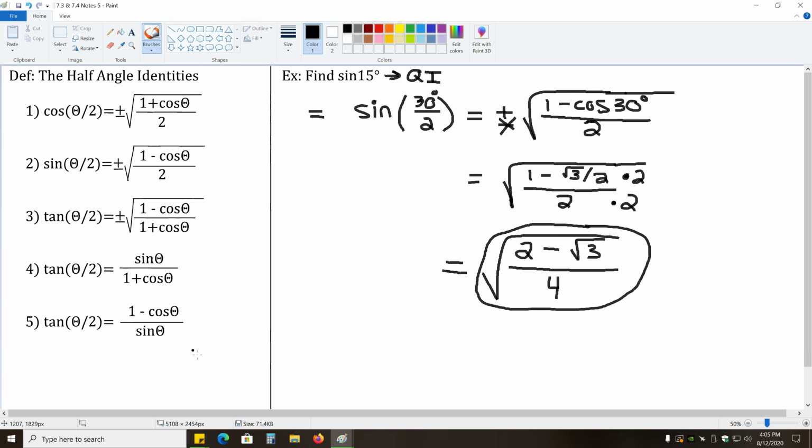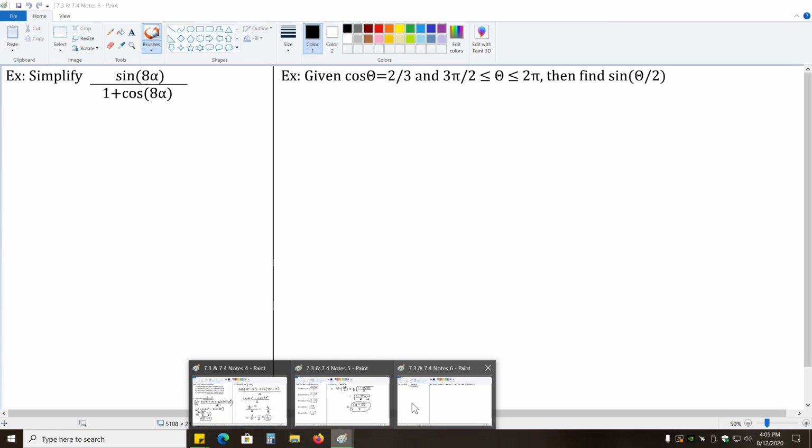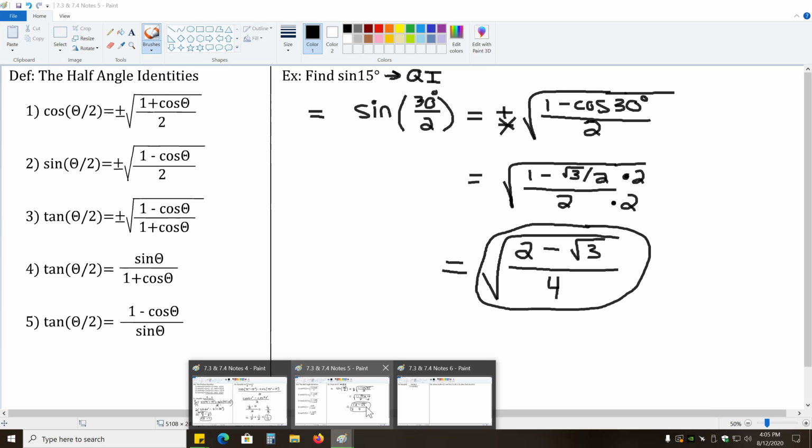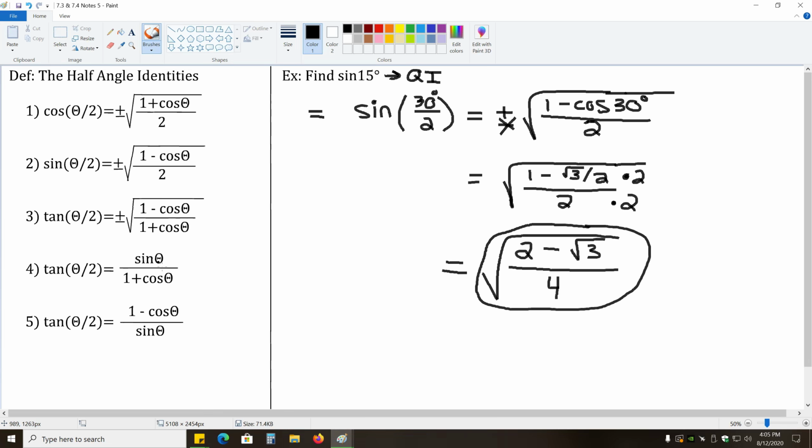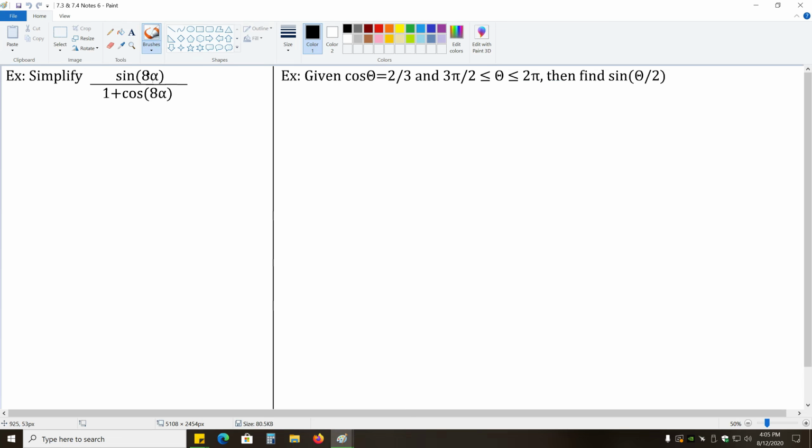And notice, in terms of our half angle identities, it looks very similar to the second tangent function. Here we have sine of theta over 1 plus cosine theta, and in our problem we have sine of some angle over 1 plus cosine of some angle. So if we wanted to set this equal to tangent of theta over 2, how would we go about this?